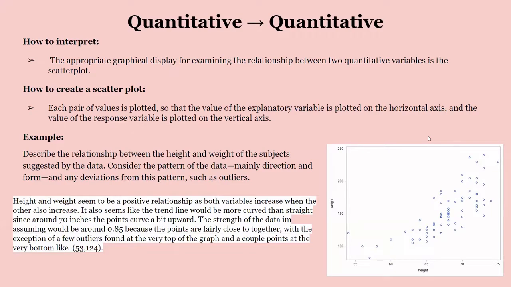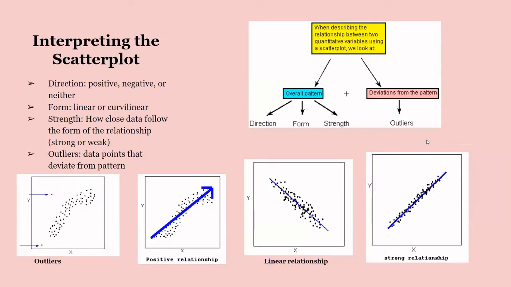For quantitative variables, the appropriate display for this relationship would be a scatter plot. This is a good way to observe the correlation between the variables. To interpret the scatter plot, look at its direction, form, strength, and whether it has any outliers.